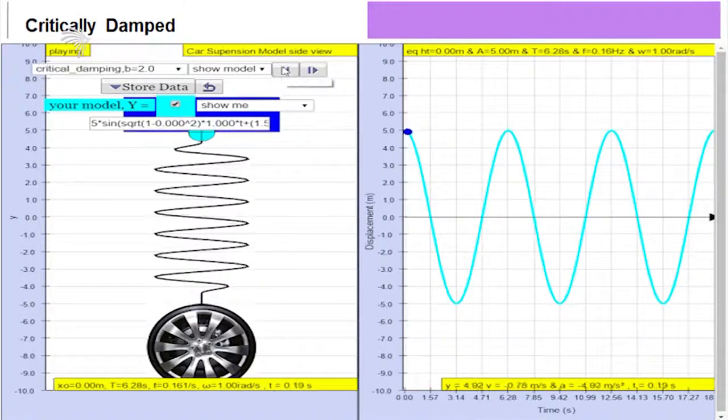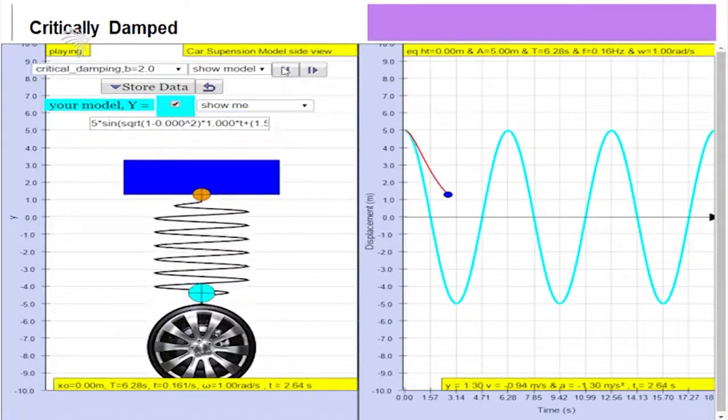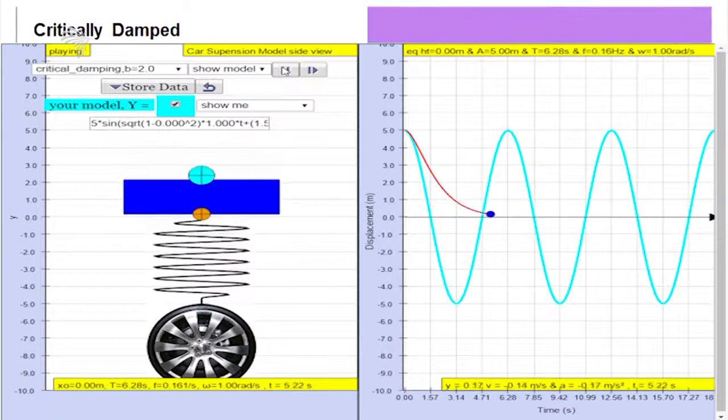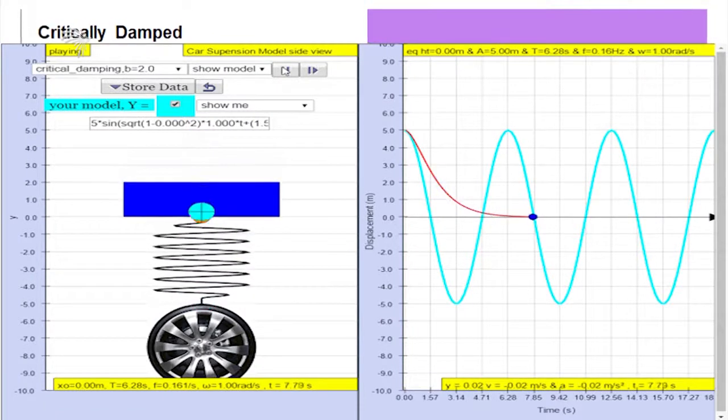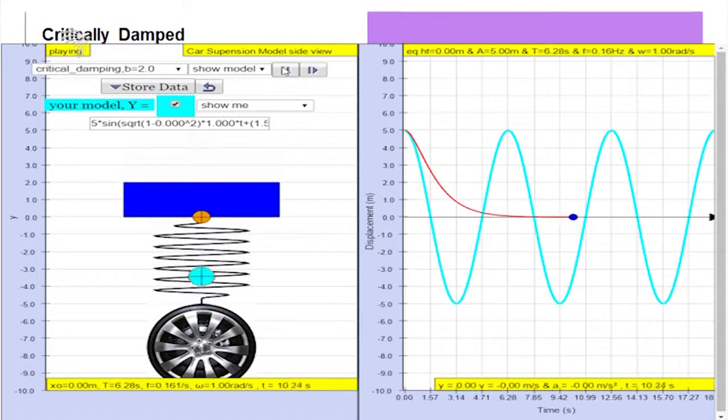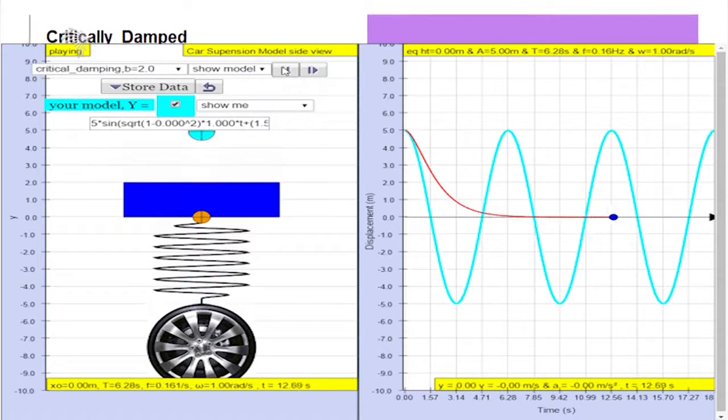The first one is called critically damped oscillation. Critically damped oscillation is a kind of oscillation in the presence of extremely large damping force. The system no longer oscillates, but rapidly returns to its equilibrium position without oscillation when it's displaced and released.